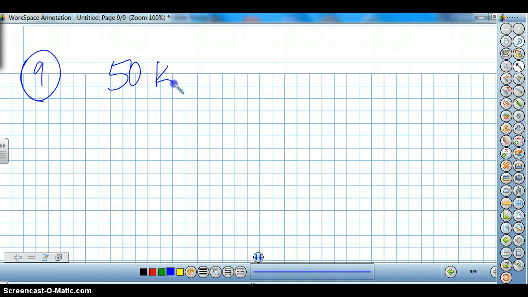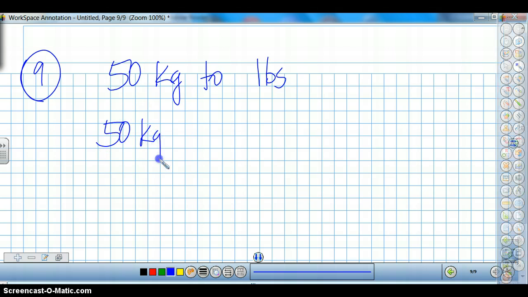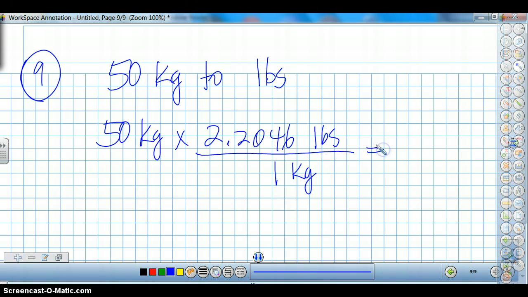And finally, the last question, number 9, 50 kilograms to pounds. Again, I take 50 kilograms, multiply by the conversion factor where you see kilograms to pounds, and it's 2.2046 pounds in 1 kilogram. And when you multiply these together, you get 110.23 pounds.